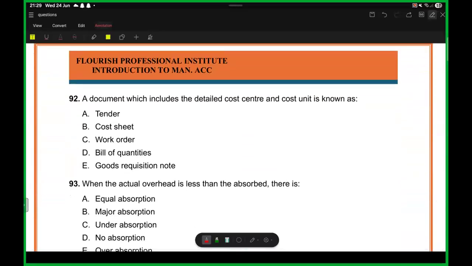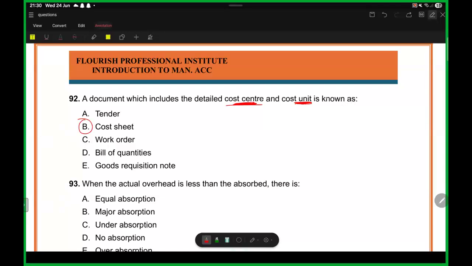92. A document which includes the detailed cost center and cost units is called: A. Tender. B. Cost sheet. C. Work. D. Bill of quantities. E. Goods requisition note. So the answer here is B.